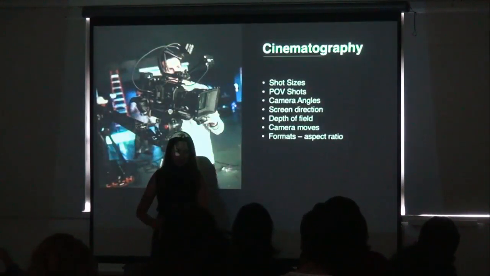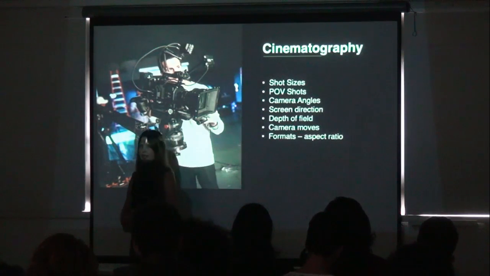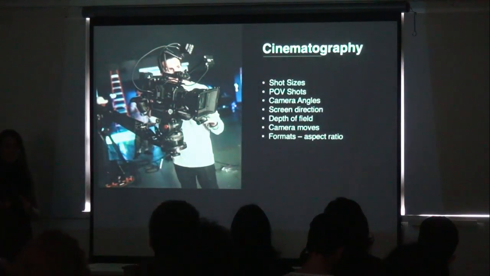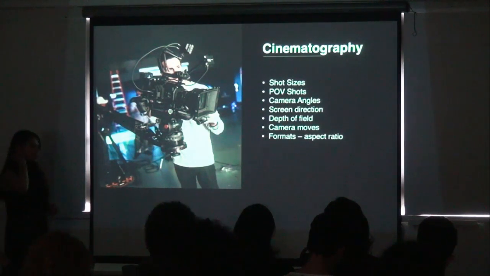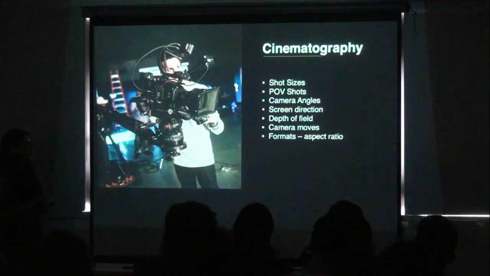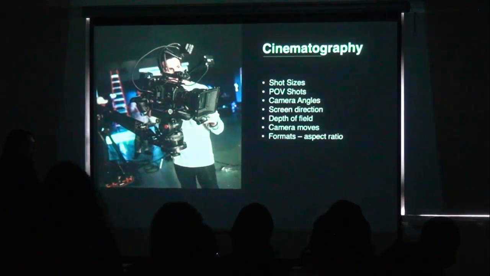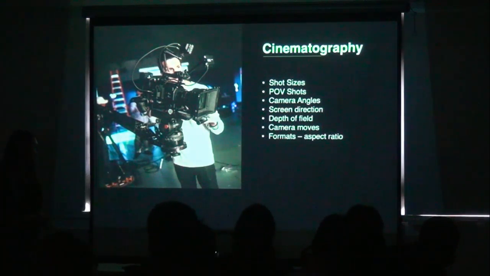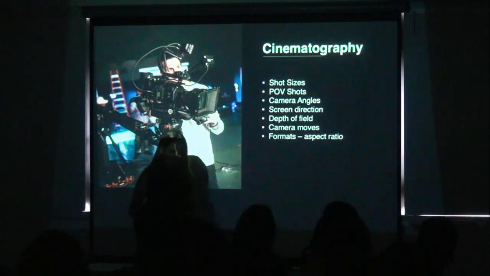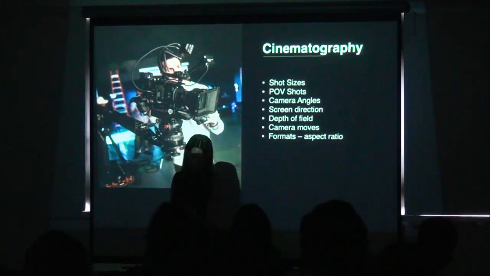Okay, so when we're talking about cinematography, I'm going to talk a little bit about general terms of cinematography, and then I'll get more specific to motion graphics with staging and composing or compositing. But in cinematography, I want us to talk about shot sizes, POV, angles, screen direction, depth of field, moves, and aspect ratios. Okay.